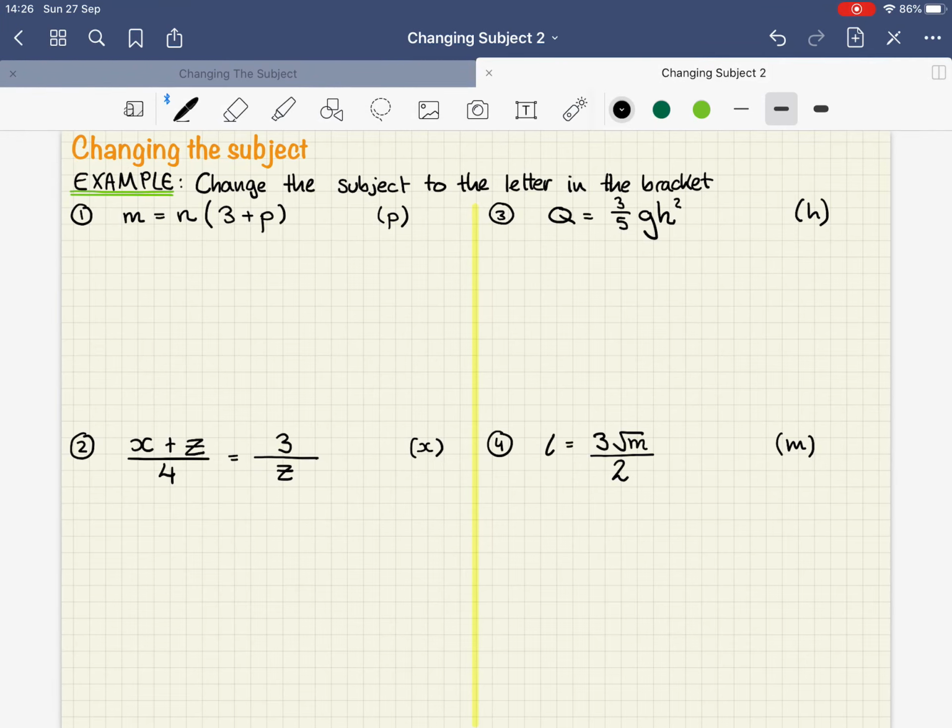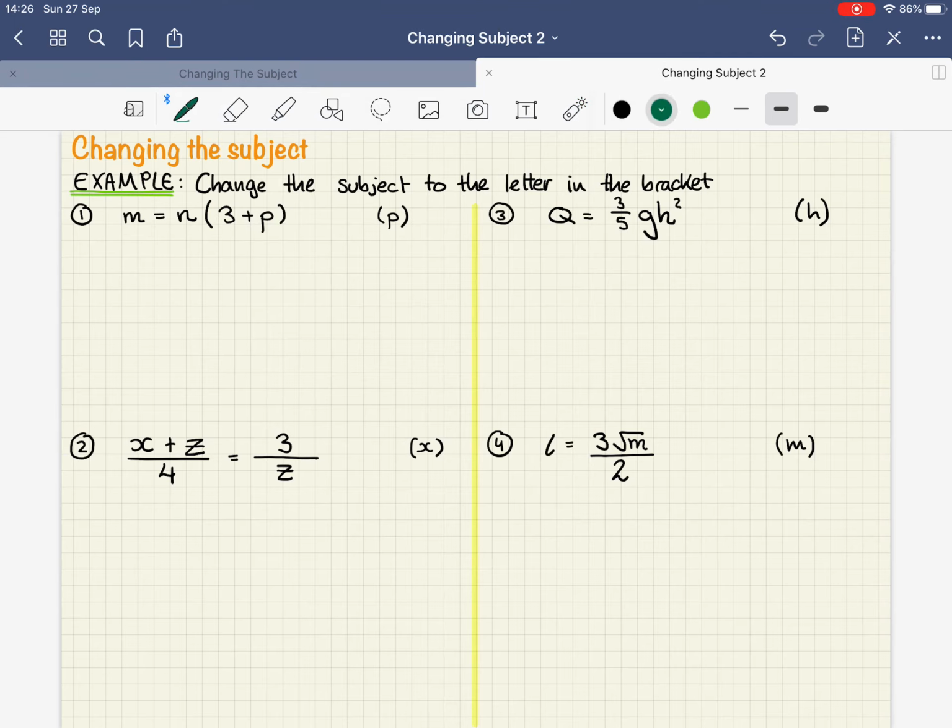Alright, so on to the second video of changing the subject. Now we've just got things a little bit more complex, but let's just jump straight to it. So same as before, we are changing subject to the letter in the bracket. So for example, in the first one, because P is what I want to make my subject, I want to make this P on its own.